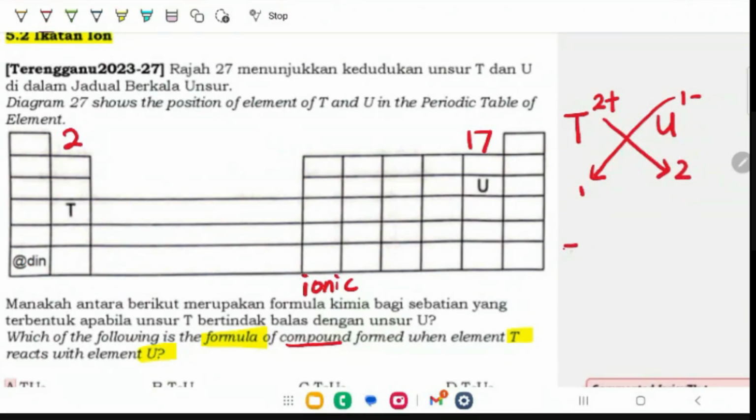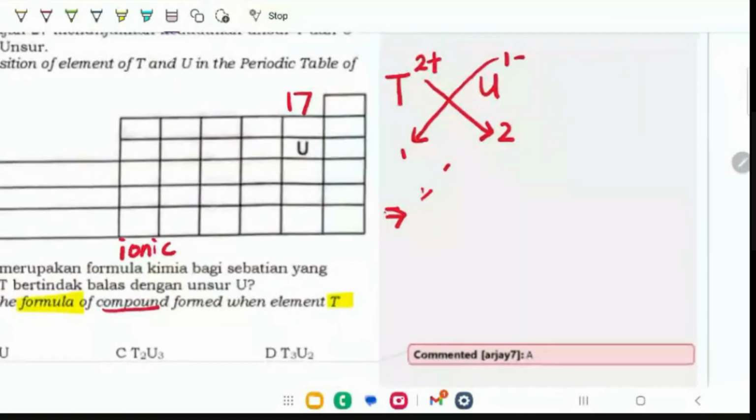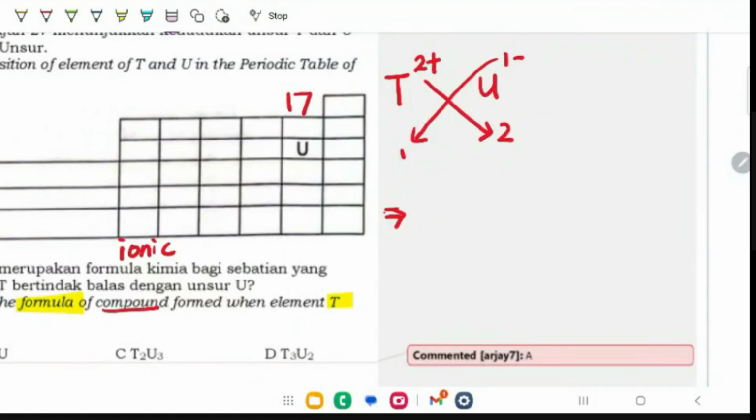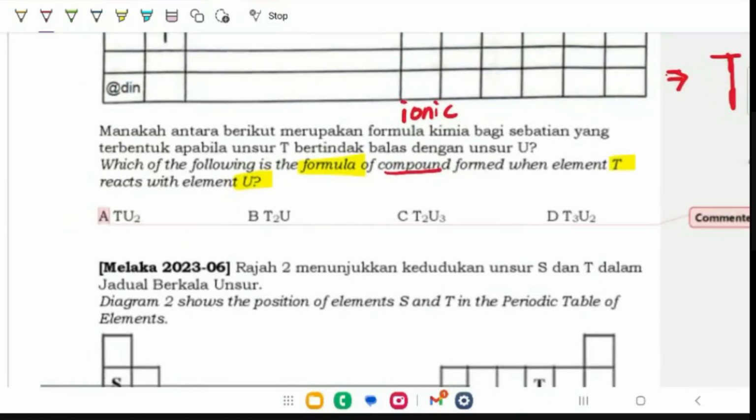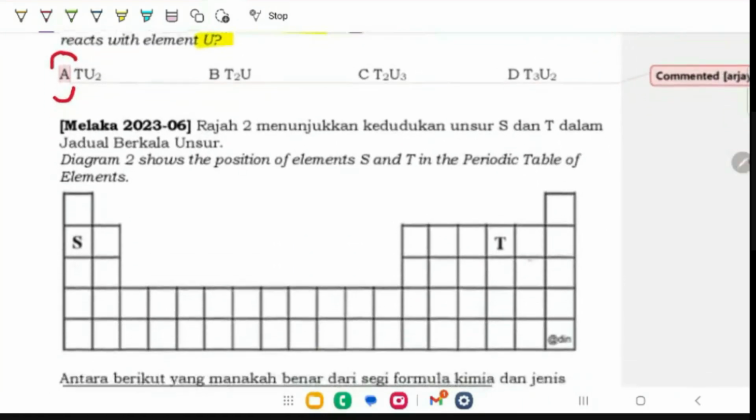So your formula is what? TU2, correct? TU2. So A is the answer. Okay, next.